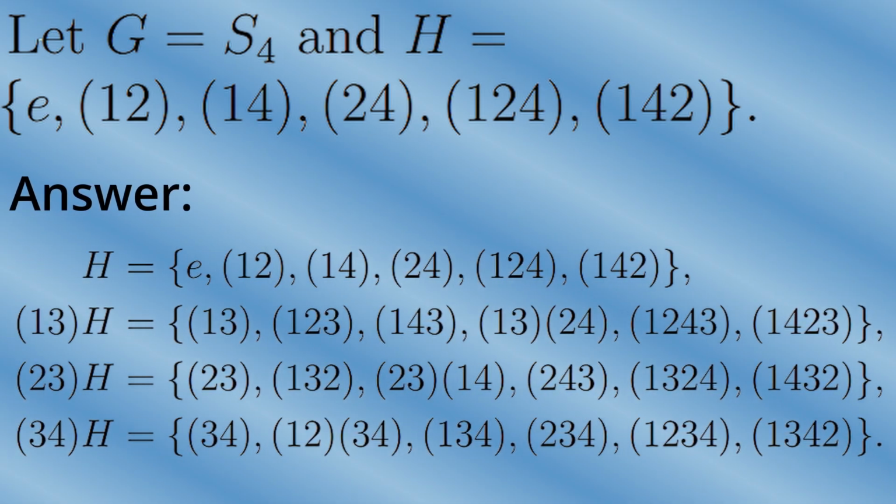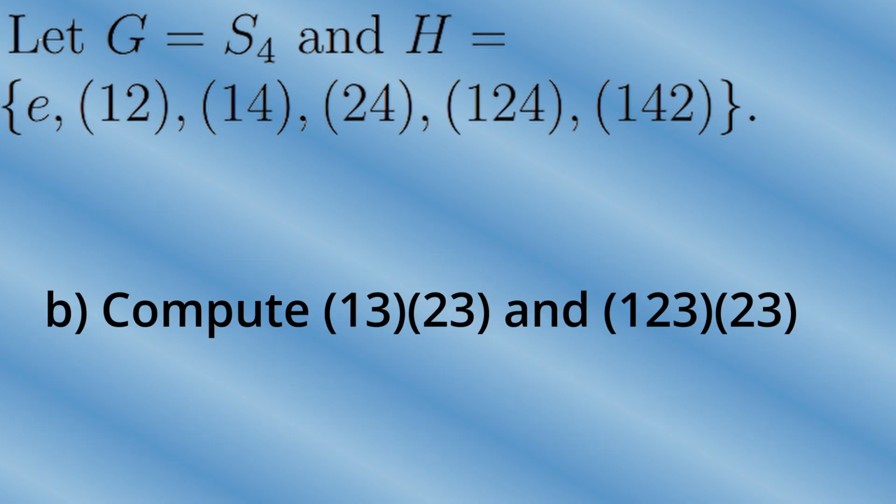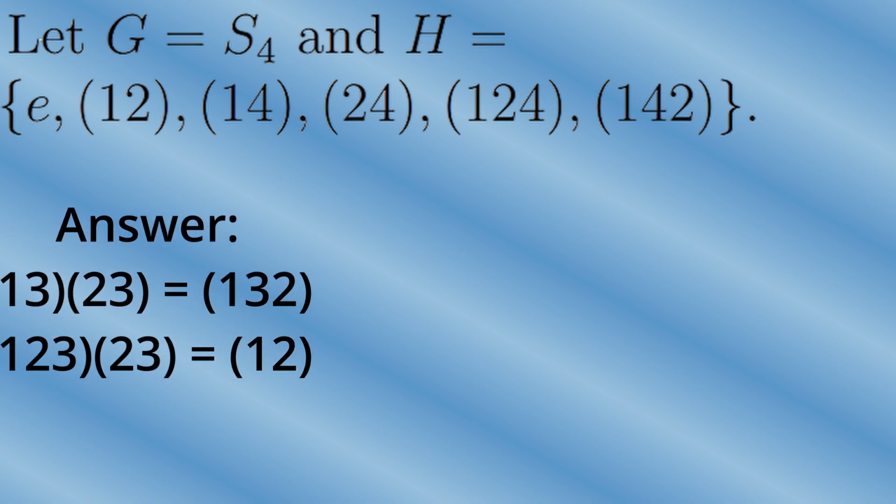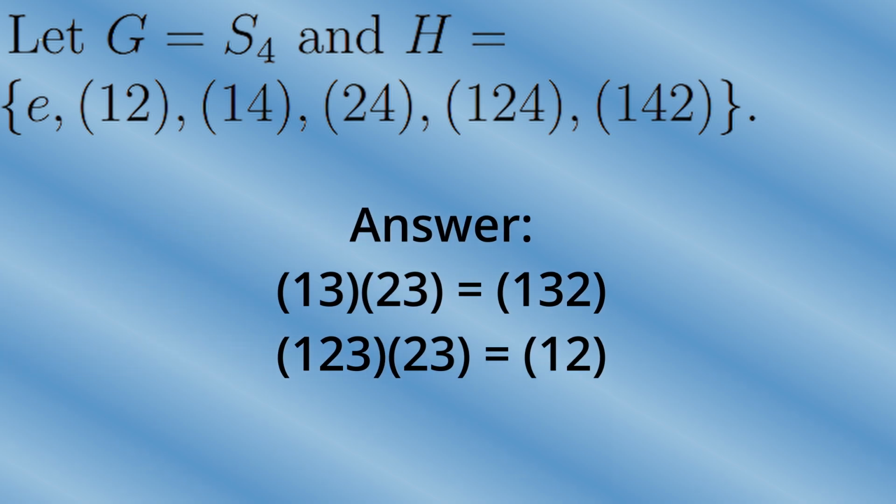If that looks like a lot, don't panic. The key takeaway is just that the cosets partition S4 into 4 neat slices of equal size. The details are there if you want to check the multiplication. B, compute (1 3) times (2 3), and (1 2 3) times (2 3). (1 3) times (2 3) equals (1 3 2), and (1 2 3) times (2 3) equals (1 2).